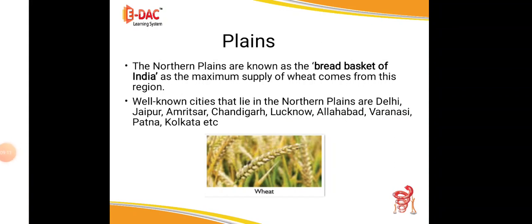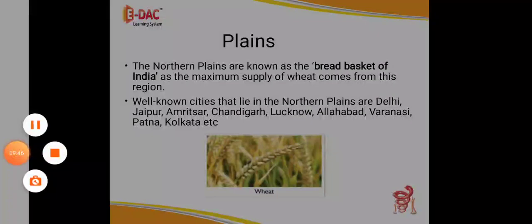The northern plains are known as the breadbasket of India, as the maximum supply of wheat comes from this region. Well known cities that lie in the northern plains are Delhi, Jaipur, Amritsar, Chandigarh, Lucknow, Allahabad, Varanasi, Patna, Kolkata, etc.